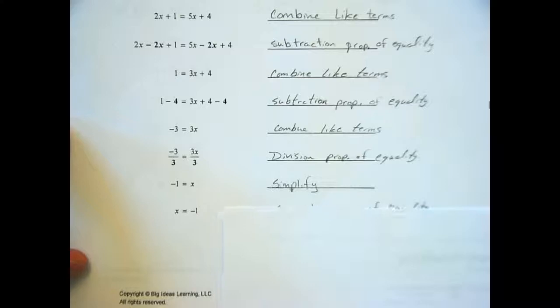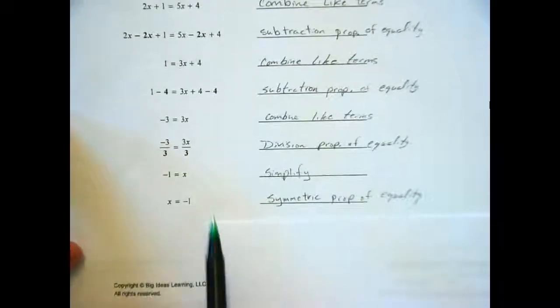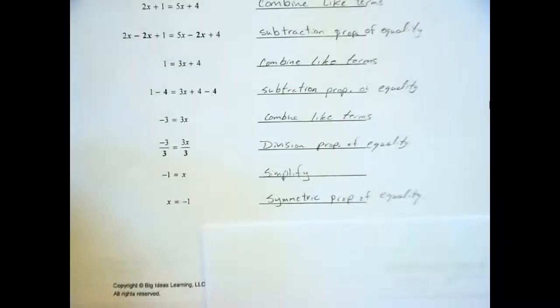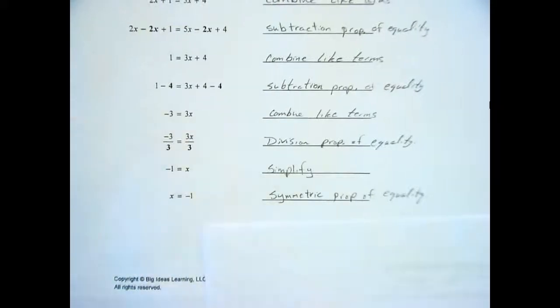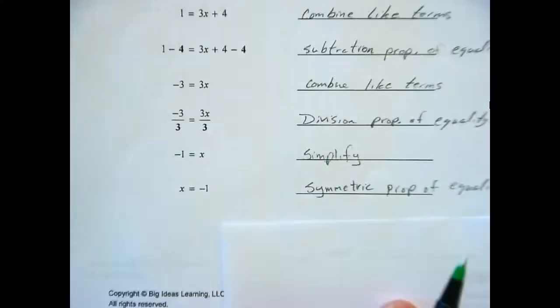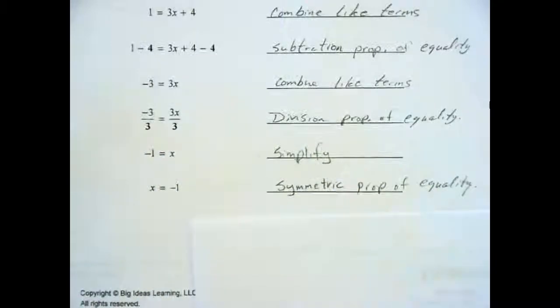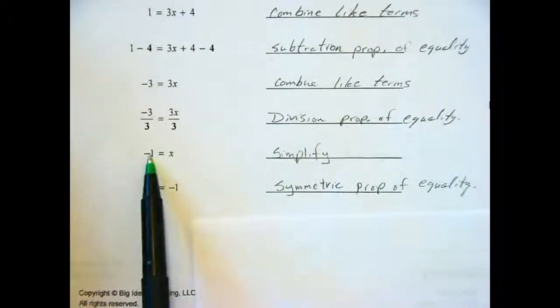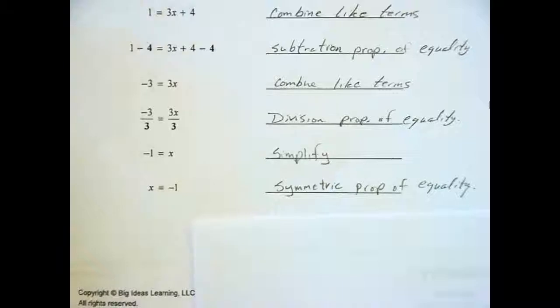And finally, the symmetric property of equality. We haven't spent a lot of time on the symmetric property of equality, but we'll actually talk about it a little today. It just says, if this equals this, then its mirror is the same. You just flip it around.